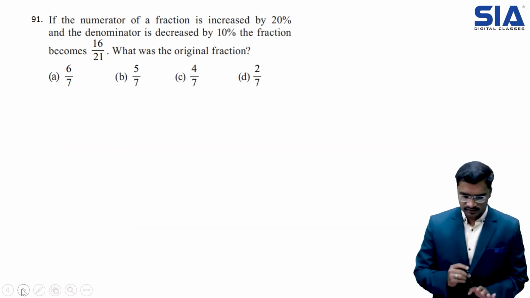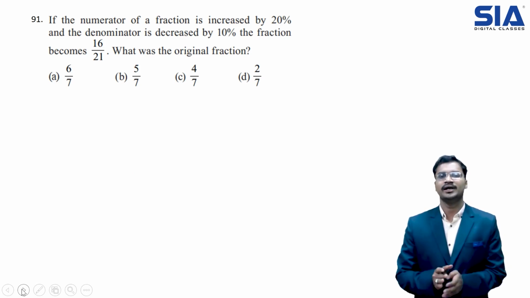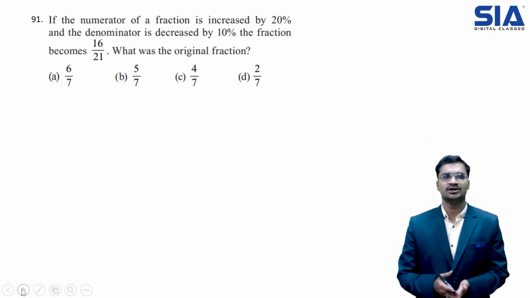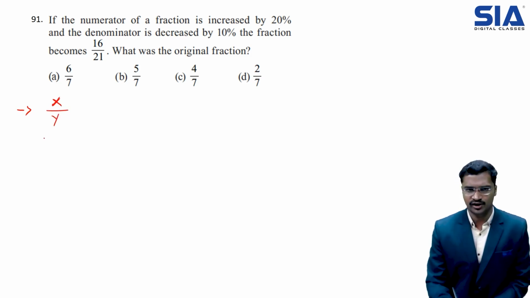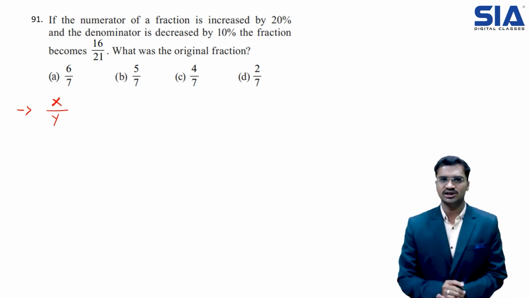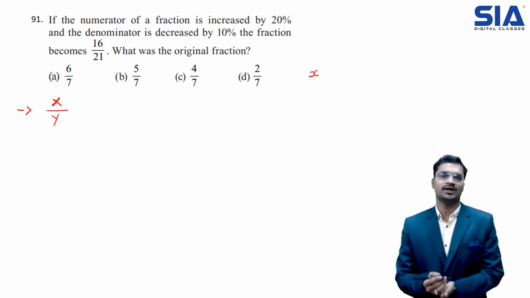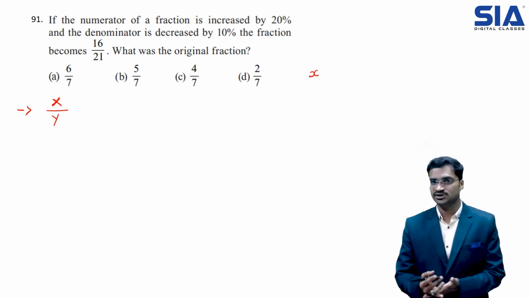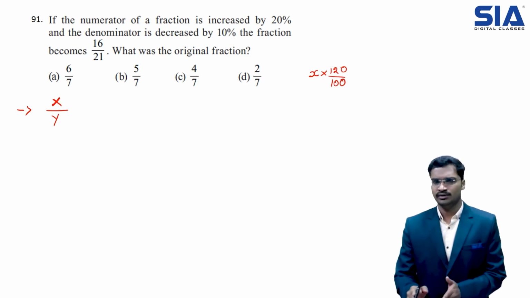Now coming to the next question. If the numerator of a fraction is increased by 20% and the denominator is decreased by 10%, the fraction will become 16 by 21. So let us see. Let the numerator be x and let the denominator be y. So he is saying that if the numerator is increased by 20%, so the numerator x, if it is increased by 20%, it will become 120 by 100 of itself. So the number is becoming from x to 120 by 100 x.